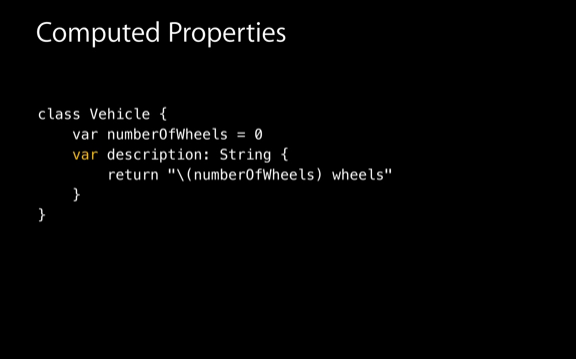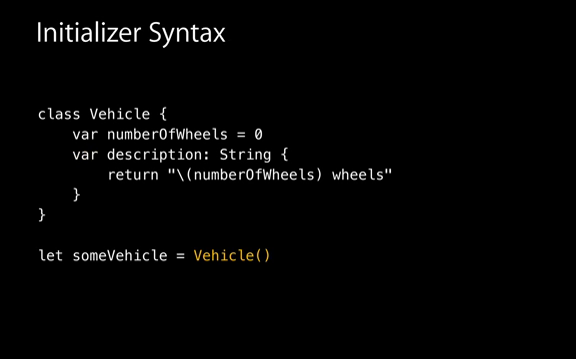Now that we've created our vehicle, and we've given it a few properties, let's create a new instance of that vehicle, which we do with initializer syntax. This is the name of the class, followed by a pair of parentheses, which creates a new instance of this class. Because we provided a default value for our stored property, it's clear what to do when initializing this. Just set number of wheels to 0.